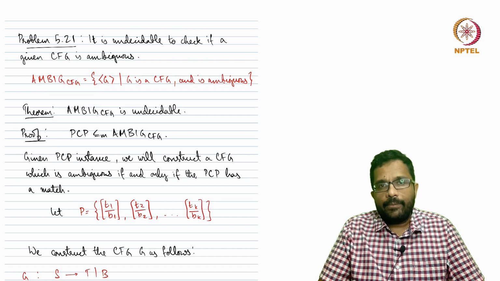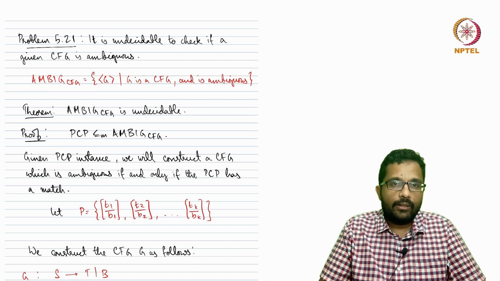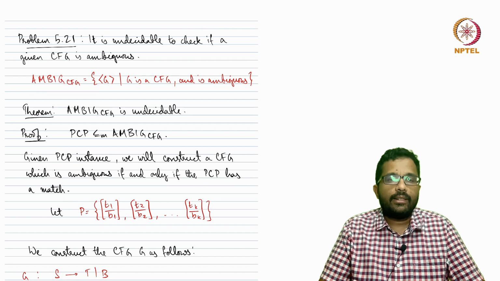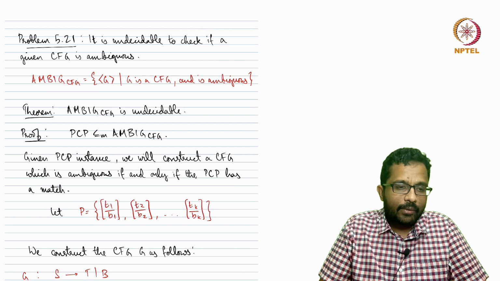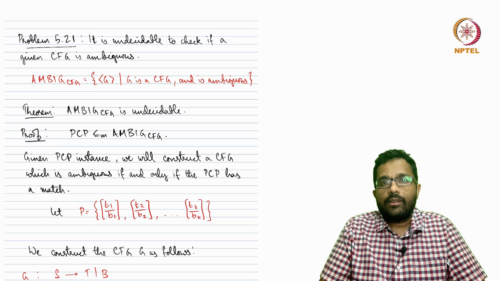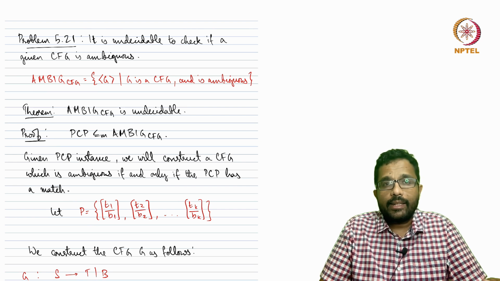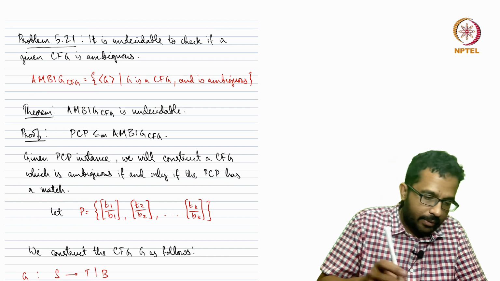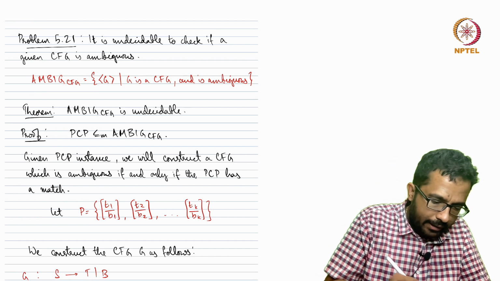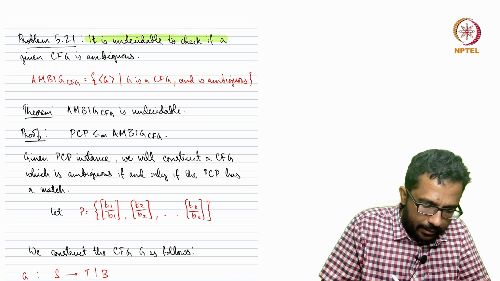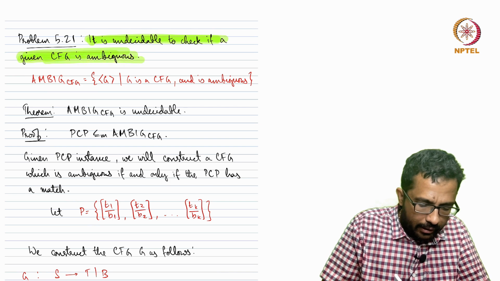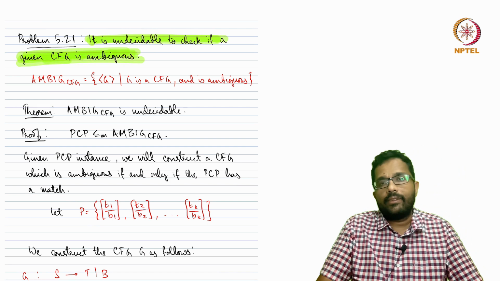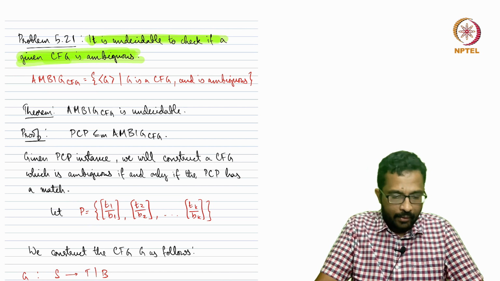Anyway, in this lecture, we are going to see an application of the fact that PCP is undecidable. We are using the fact that PCP is undecidable to show the undecidability of determining whether a given context-free grammar is ambiguous. This is not in the textbook as text material, but it is there as problem 5.21. Given a CFG, it is undecidable to determine whether the given CFG is ambiguous.